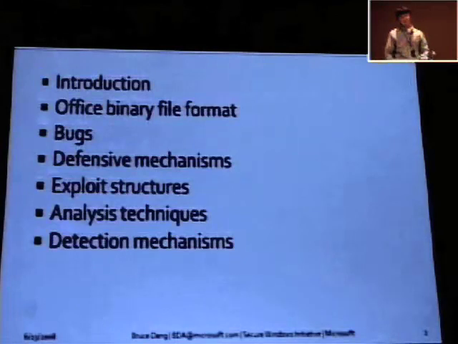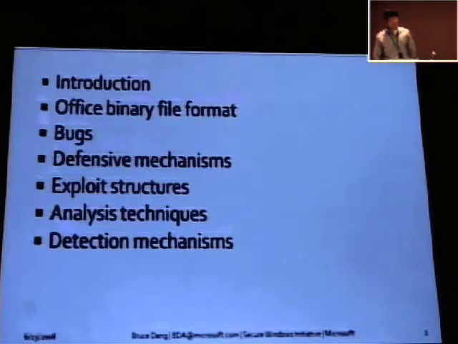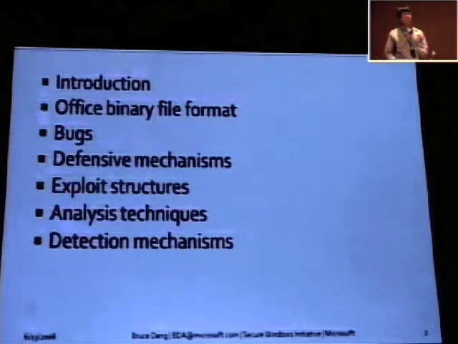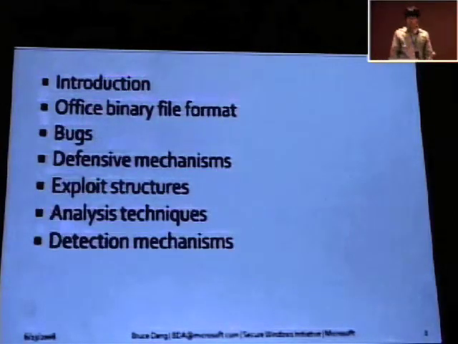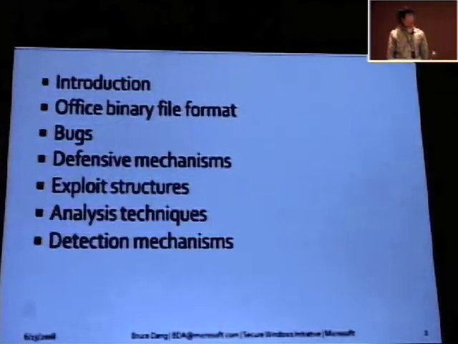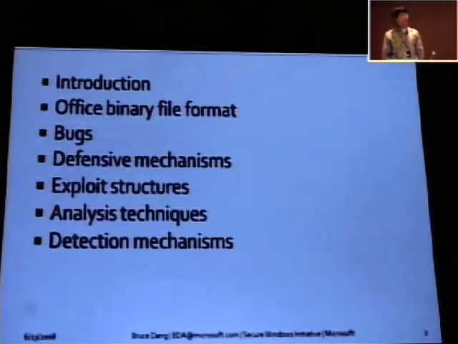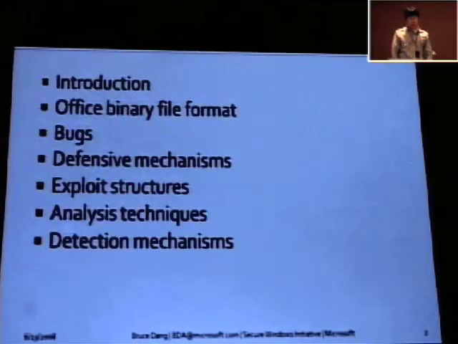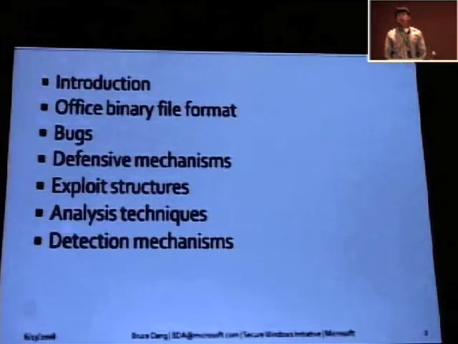Then I'll talk about the type of bugs that we have in Office that people exploit. Then we'll talk about the defensive mechanisms, what you can use to not get owned. And then I'll talk about the exploit structures, like how the exploits work. And then we'll talk about how to analyze the exploits. And finally, we'll talk about AV/IDS detection for these things.